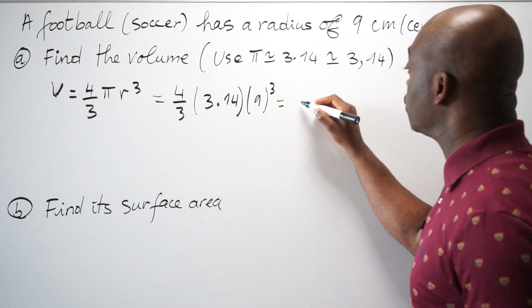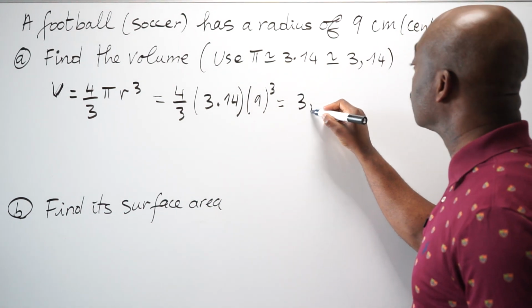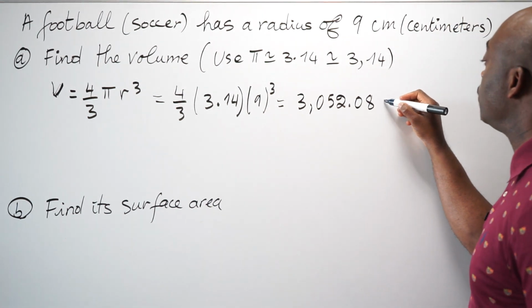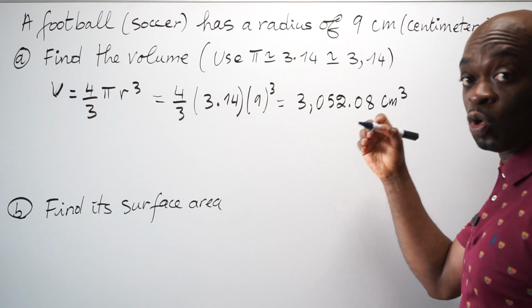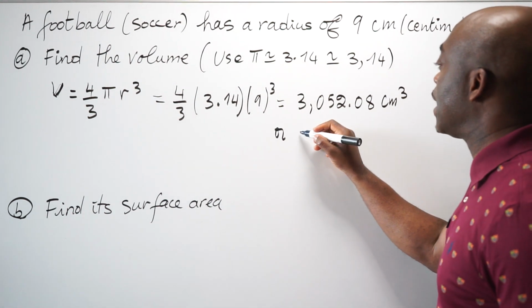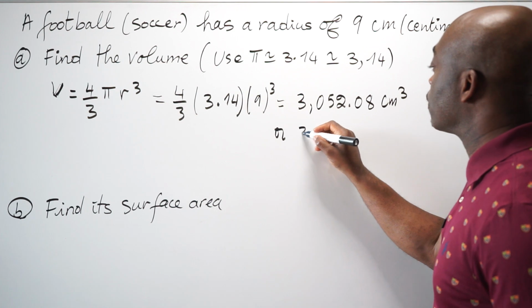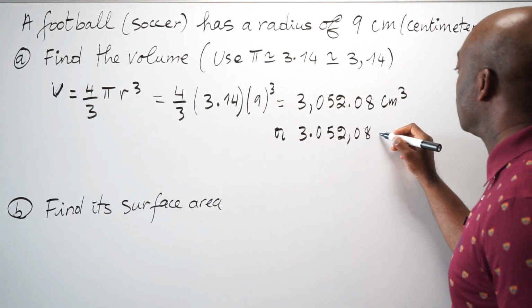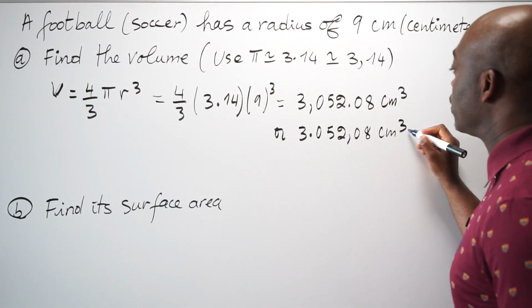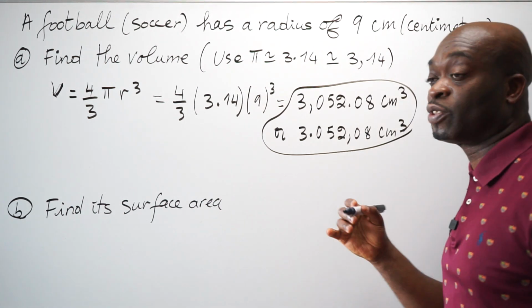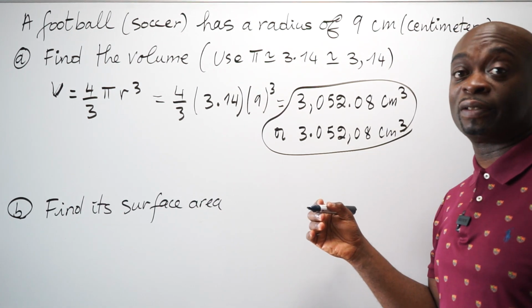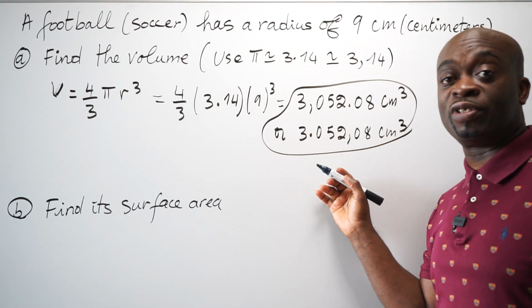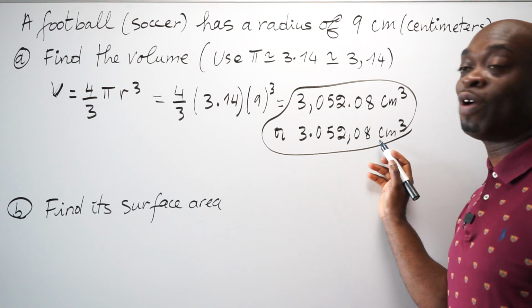So this one is equal to 3,052.08 cubic centimeters, right? Cubic centimeters, or that's just the same thing as 3.052,08 cubic centimeters, right? So it's either of these two answers, depending on the country where you're living in. If you live in the United States of America, this is correct. If you live in the other countries that are named, and there are many more, then this one is correct.